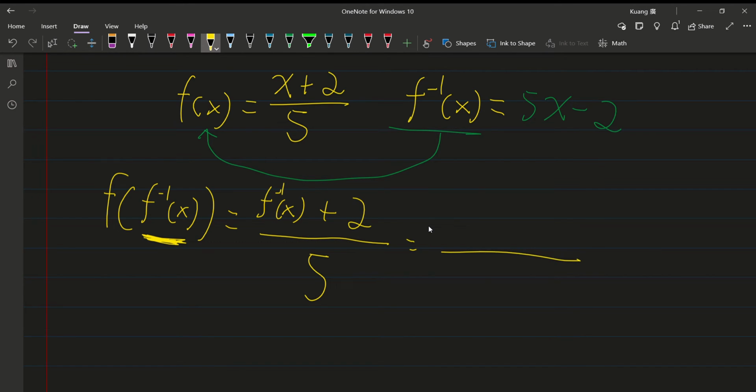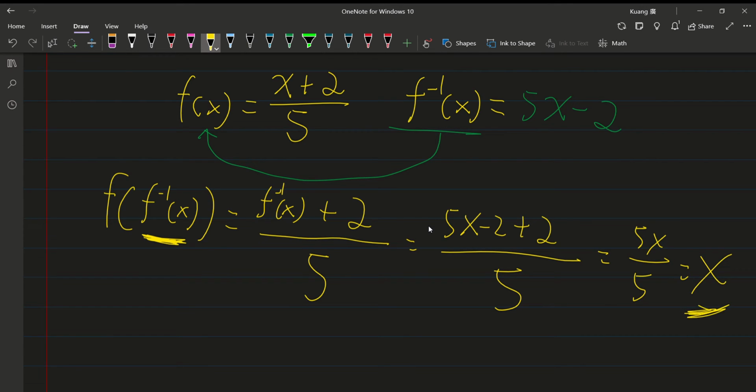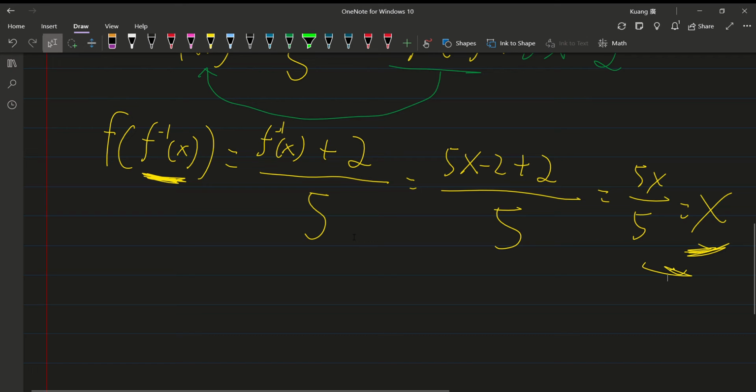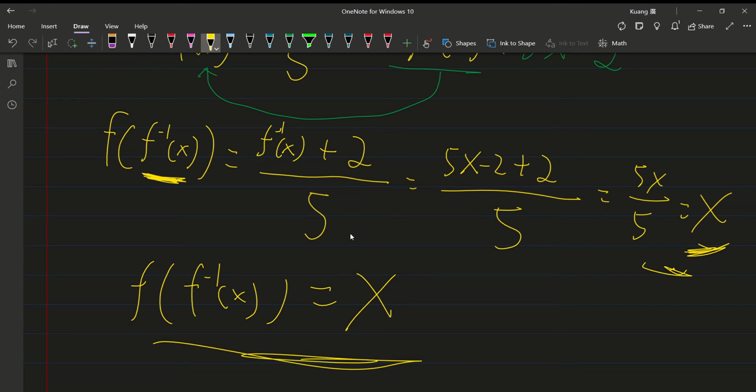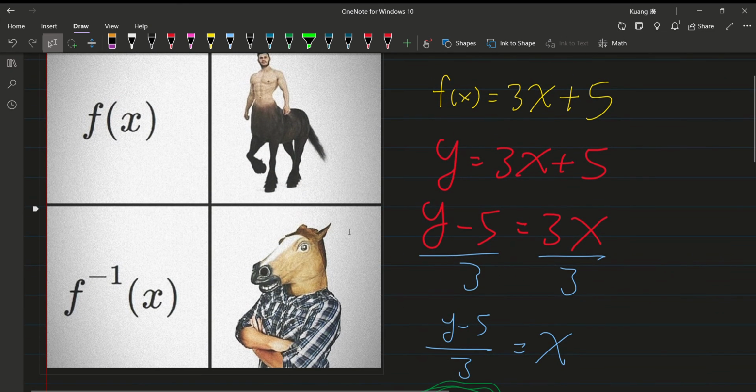So that will be 5x minus 2 plus 2 over 5. So that will be 5x over 5, which is x. If I plug the inverse function into the original function and I get x, that means I got it right. No matter what your function is, if you plug the inverse into the original function and you get x, then this is how you check that you have the correct inverse function. Alright, that's it. It's pretty easy.